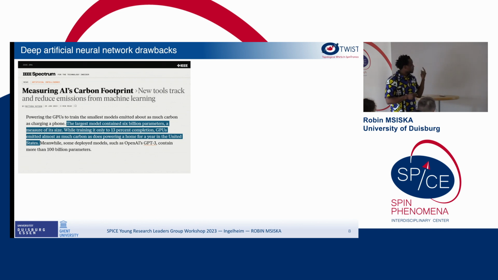costs. They cost a lot to train these networks. It's estimated that training a state-of-the-art large language model such as ChatGPT to only 13% would emit as much carbon as powering a home for 1 year, in the US no less.